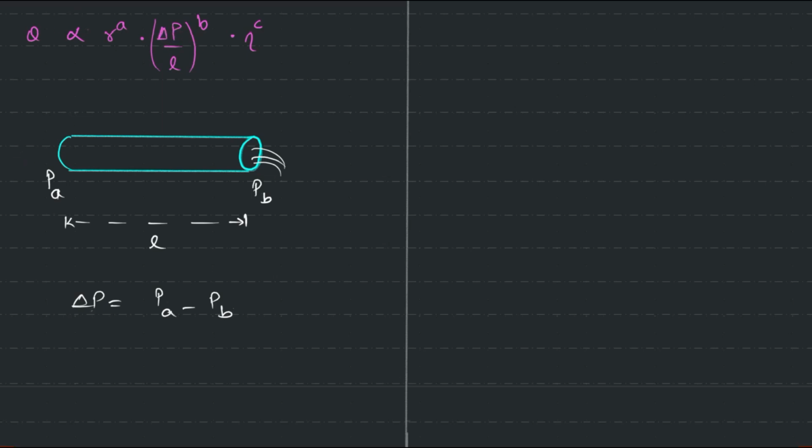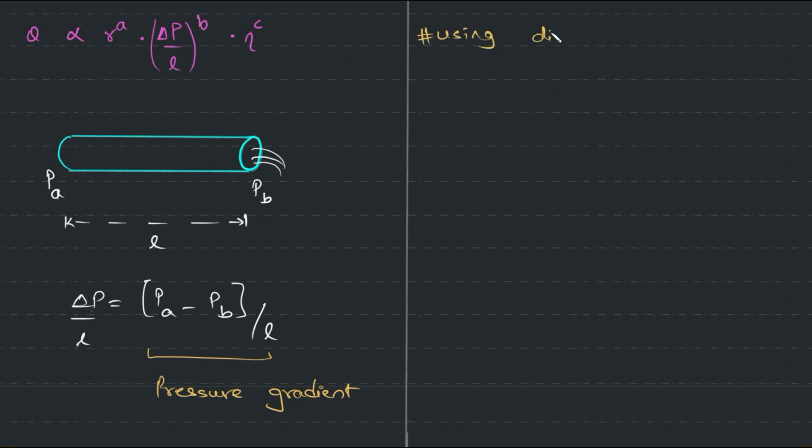So we have pressure gradient. Okay, so this is the pressure difference. If I divide with small l, this will give us the pressure gradient. Okay, so now we will use dimensional analysis.